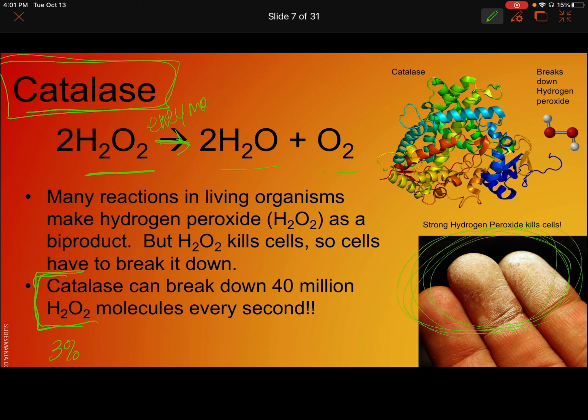I mean, just think about that. That is happening in every one of your cells. Think about how fast that is. How many hydrogen peroxide molecules that is. It's just crazy to think about and boggles the mind. This is a picture of catalase and a picture of hydrogen peroxide. Basically, that big honkin' protein is designed to bind with the hydrogen peroxide and break it down into water and oxygen.